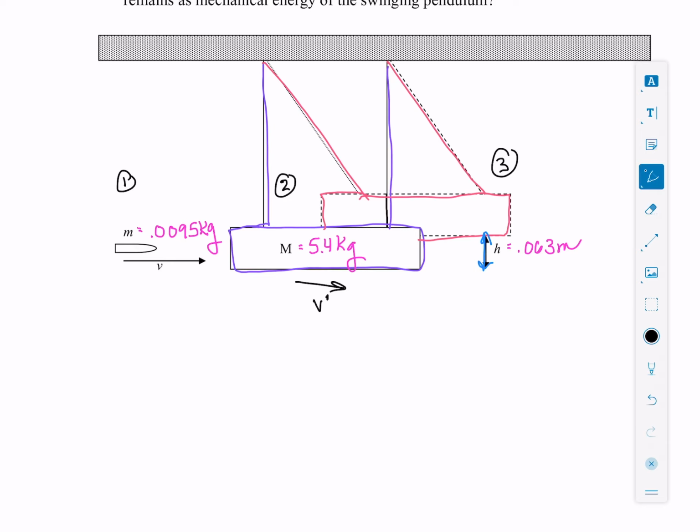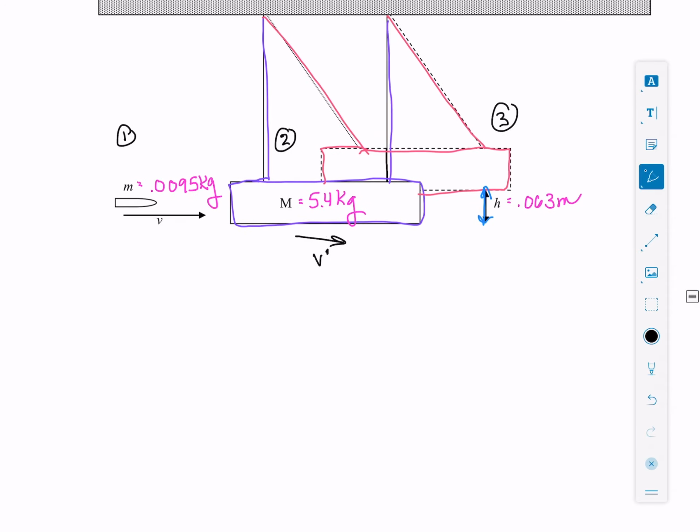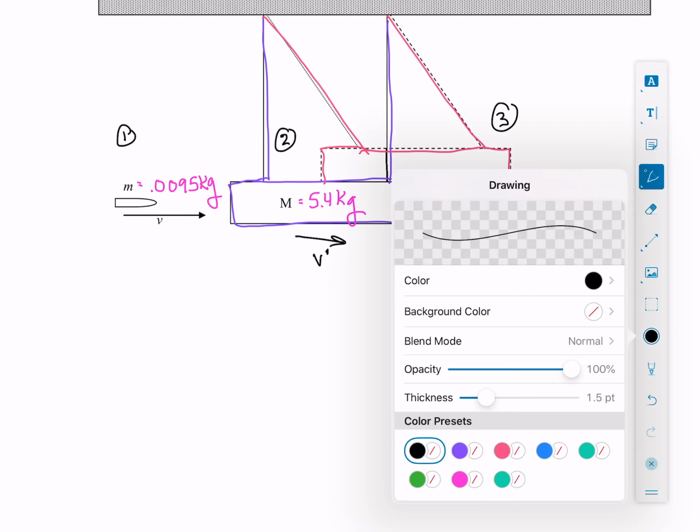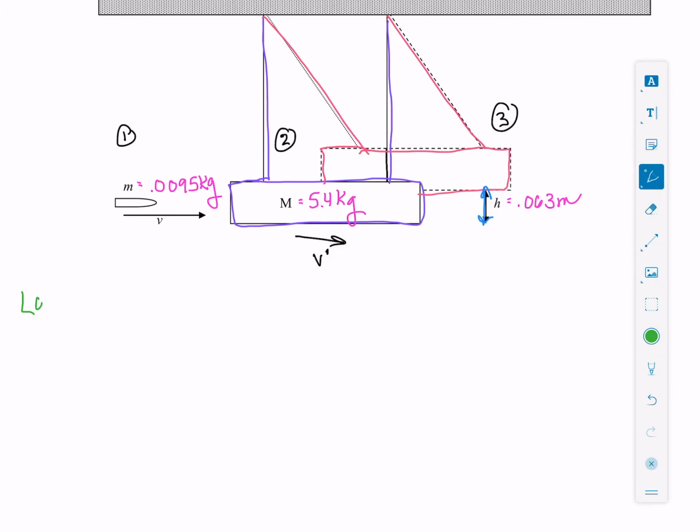Then once we know the speed of the bullet and the block after the collision, we can work backwards again using momentum to figure out the speed before the bullet hits the block. So let's look at 2 to 3. What we have is the kinetic energy of the bullet and the block gets converted to the potential energy of the bullet and the block. So 1/2 mv squared equals mgh.